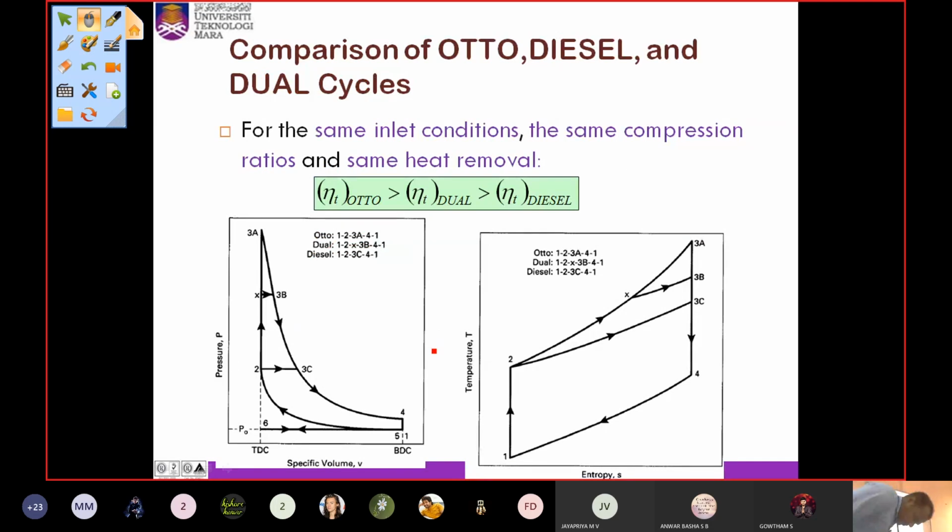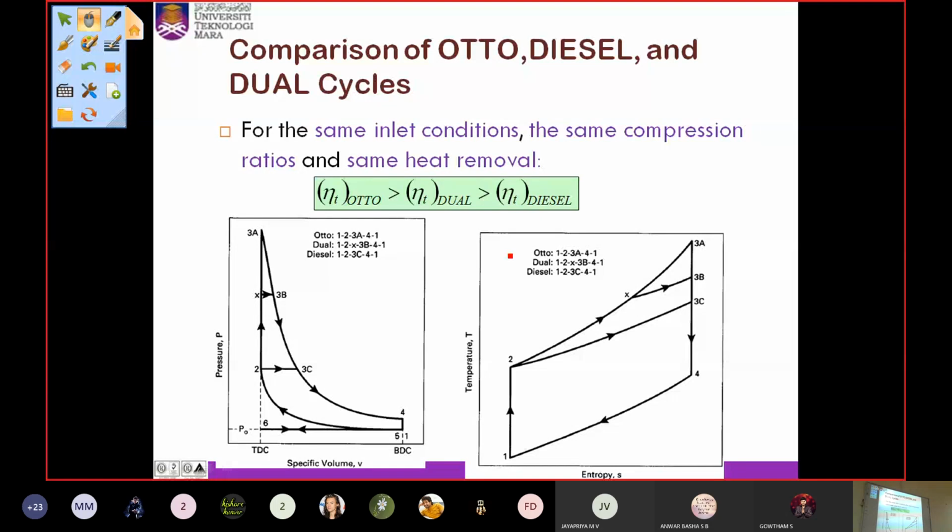So you know what is the Otto cycle, then what is the diesel cycle, what are the processes of the Otto cycle and diesel cycle, then what is the dual cycle, and how the processes of the dual cycle will be. Right, then we can compare the Otto cycle, diesel cycle and dual cycle with the parameters.